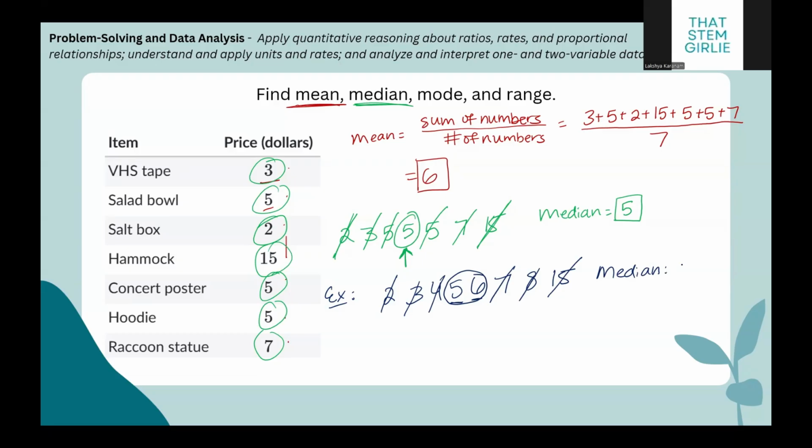So in this case, the median would have been 5.5. Again, this is just an example. This isn't what the problem is asking you to do, but I want to show you an example when there are an even number of numbers.